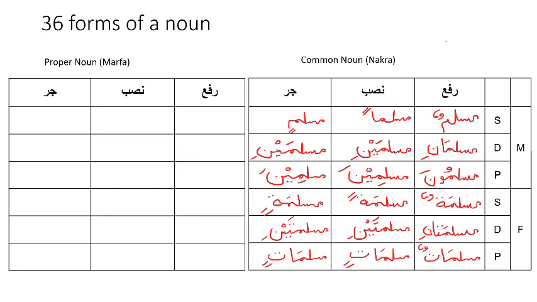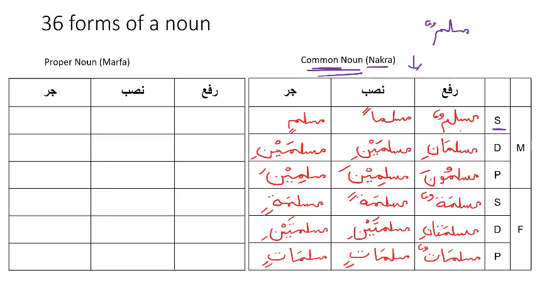Okay, now let's practice using the noun muslimun. What I have done over here is reproduced material that we've learned earlier. On the right hand side, we have muslimun in common noun form or nakra, and that's what we've done all along. Notice we don't have any als over here. So this means a Muslim in rafa form. Musliman means a Muslim in nasab form, and so on. And just to help you remember, I will go through this again very quickly.